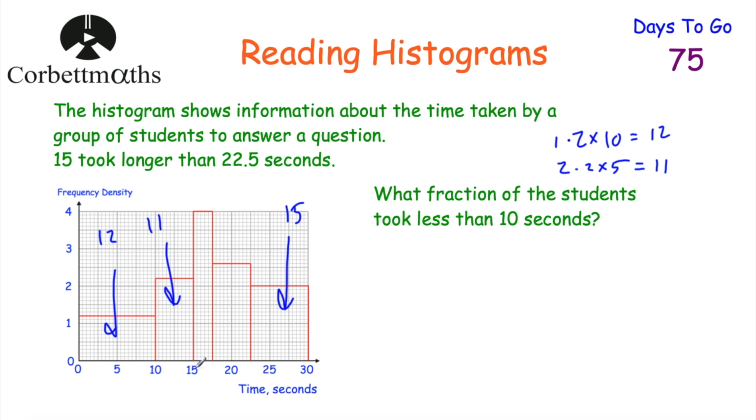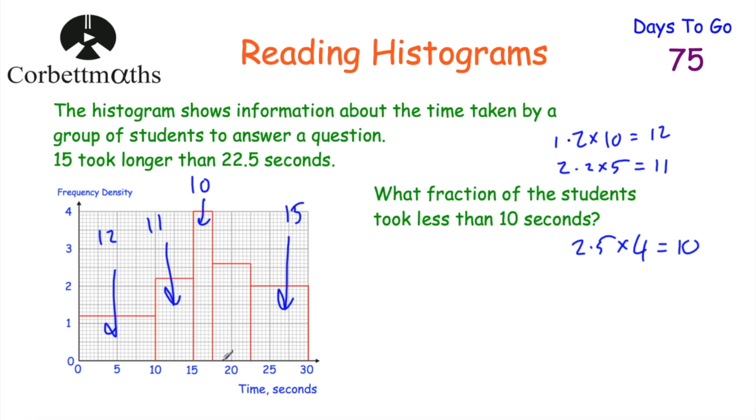Our next bar has a class width of 2.5, because this is 17.5 in the middle. So from 15 to 17.5 will be 2.5. It's got a frequency density of 4. So if we do 2.5 multiplied by 4, that's equal to 10. So it's got a frequency of 10.